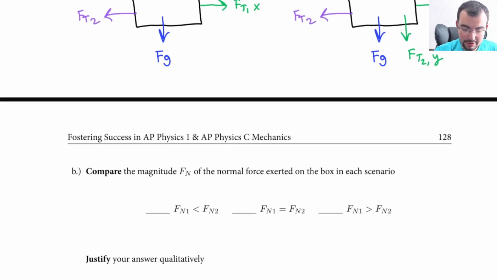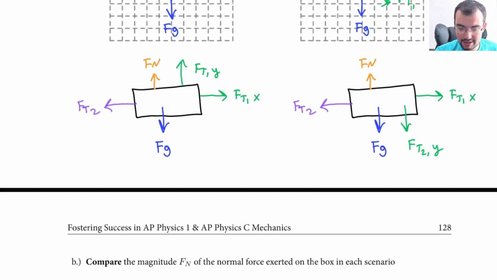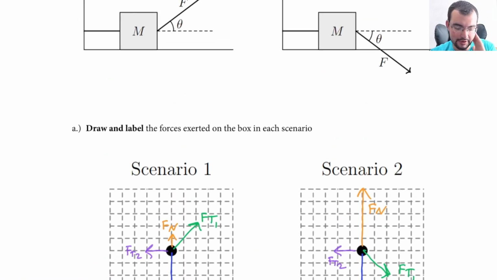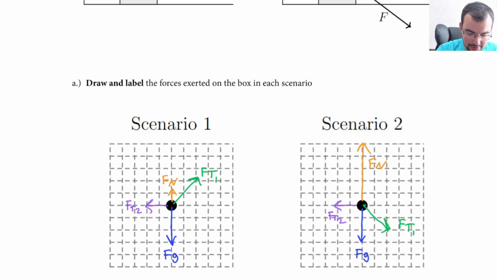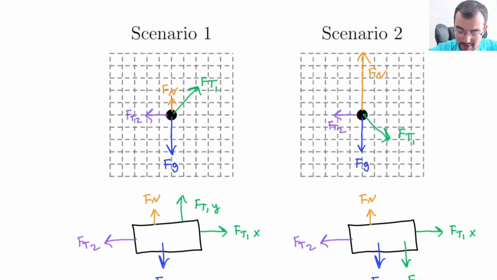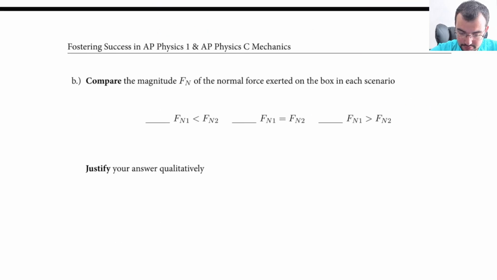All right, what's happening to the normal force in each scenario? Well, this is actually easy for us because we know the answer definitively because we drew this correctly. This was 1 unit and this was 5. And we drew the pulling forces and the G's the same, so we know we can accurately compare these. So it's definitely bigger in the second scenario.